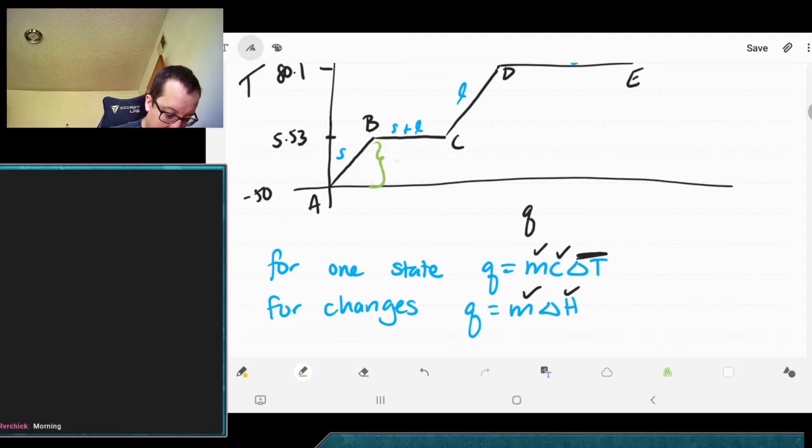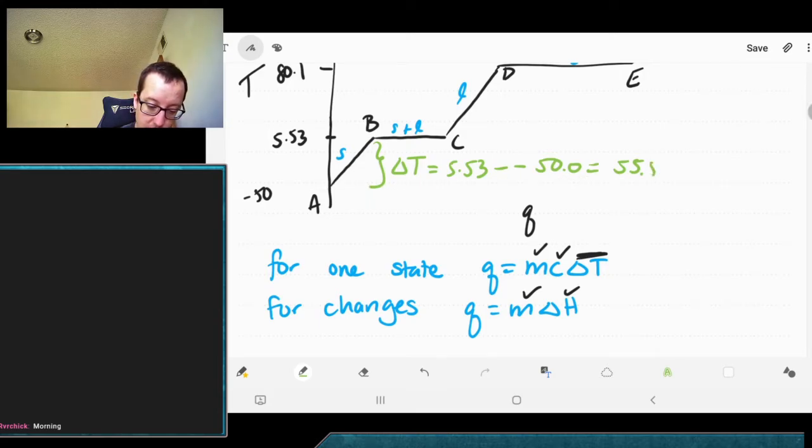So if we look at when it's a solid, this delta T is going to be the temperature during which it's a solid throughout this process here. So if we are going to end at 5.53, that's when it's going to start to melt. And we're starting at negative 50. That means our delta T will be 55.3. I'm sorry, 55.53. I don't know how to add. Oops. Let's fix that.